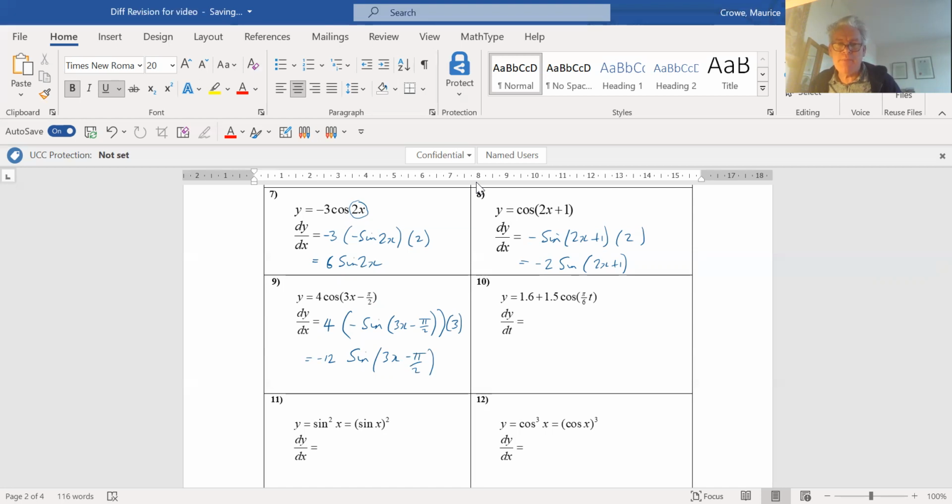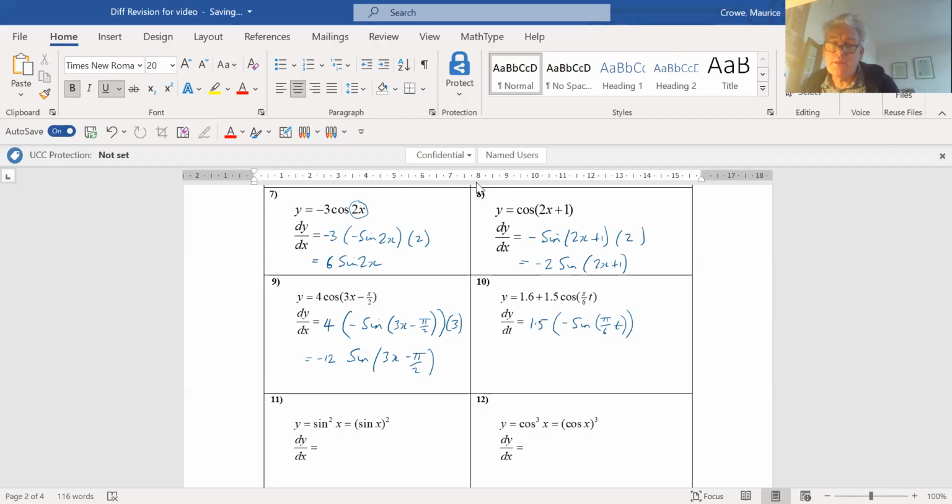This one now is from a past paper, I think 2016, right? Now, the 1.6 will go to 0 because it's a constant, and the derivative of a constant is 0, okay? And now, then you keep that 1.5 in front of the cos, and again, the cos goes to minus the sine of pi over 6 pi. It's minus the sine of that multiplied by the derivative of what's inside. So what is the derivative of pi over 6 by t?